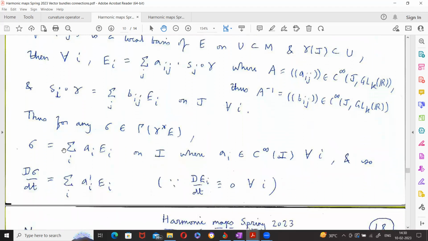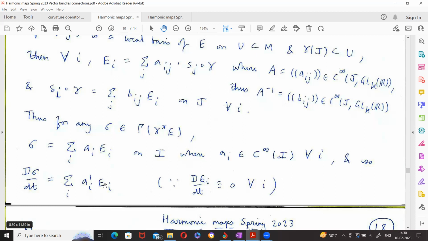Therefore, when I take the covariant derivative now, if I write sigma as summation Ai Ei, then when I take the covariant derivative, D sigma dt, by the linearity and the Leibniz rule, this will be sum over I. By the Leibniz rule, I'll get Ai prime into Ei plus Ai into dEi dt, but the Ei's are parallel. So dEi dt vanishes, right? So this becomes simply sum over I, Ai prime Ei. Is that clear?